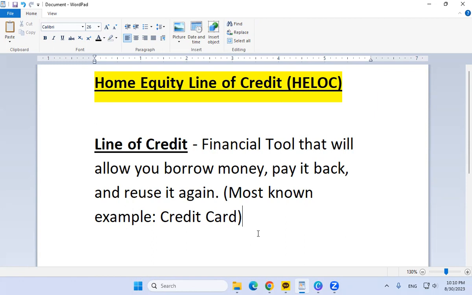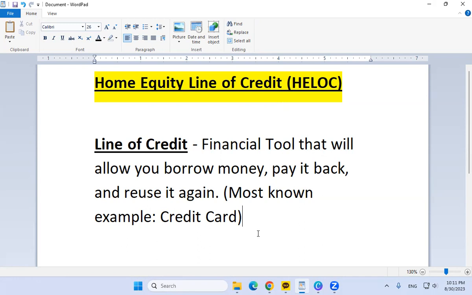Now, a credit card is a little bit different from other types of lines of credit, such as a personal line of credit, business line of credit, and home equity line of credit. There are some little differences and nuances here. I'm not going to explain it in this video, but just be aware that even though a credit card doesn't have line of credit specifically in its name, all it is is a financial tool that allows you to borrow money, pay it back, and then reuse it over and over again. And that's the main tool that we use for velocity banking.